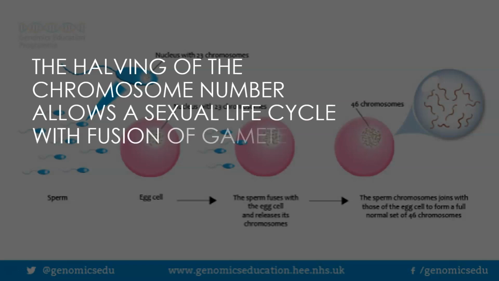The halving of the chromosome number allows a sexual life cycle with the fusion of gametes. Basically, if diploid cells fertilized, that would give you a completely different species. So we need that halving of the chromosome number to occur to allow the fusion of gametes, to allow a new reproductive being to be created.